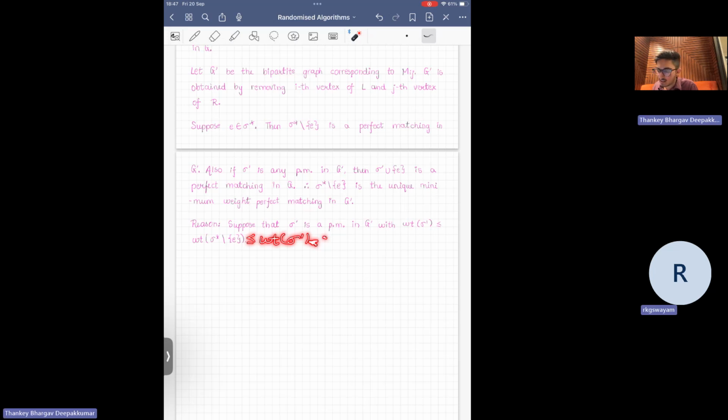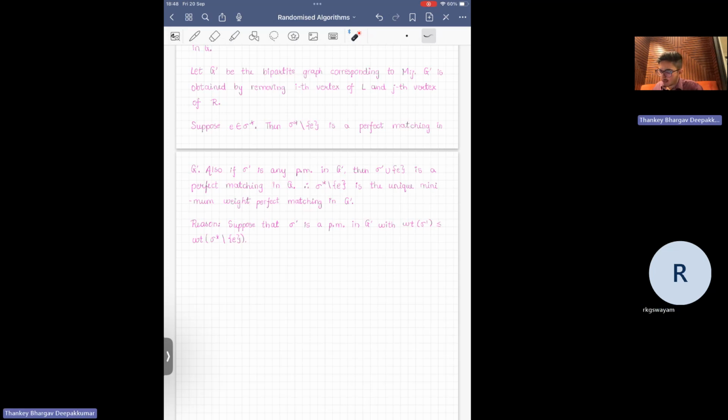But now I want to claim that this is the unique minimum weight perfect matching. So this greater than or equal to must become strictly greater than. So I want to prove that this is true. By contradiction, I'm assuming the negation of the previous statement, because if this statement were false, this would mean exactly what I want: sigma star minus E is a perfect matching, and every other perfect matching has a strictly larger weight.